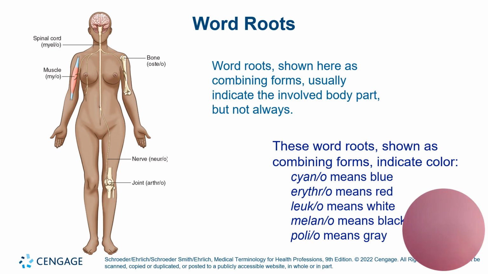So looking at color, as is provided in your example, cyan, if we add an O to it, cyanosis, for example, means we have a blue discoloration. Eryth, this is going to be red, but if we add that O to it and combine it with the suffix, erythema, for example, means we have redness on the skin.